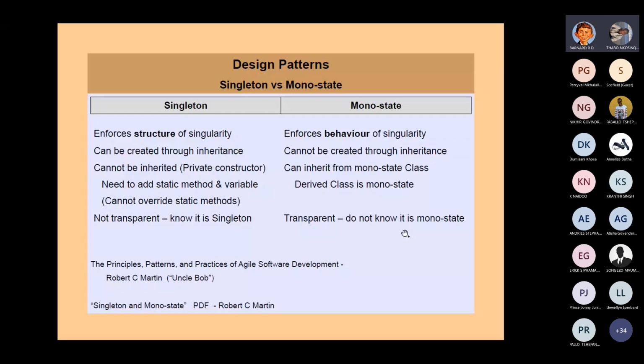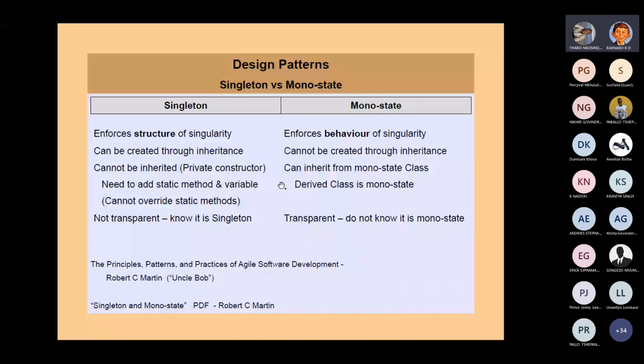But as I say, have a look at Uncle Bob's article for a little bit more detailed information about using inheritance and so on with singletons and monostates. It describes it in a bit more detail and probably a bit clearer than I have done. But it's worth looking at this article. It's only about 10 pages. It's not too long, but I think it's quite interesting.